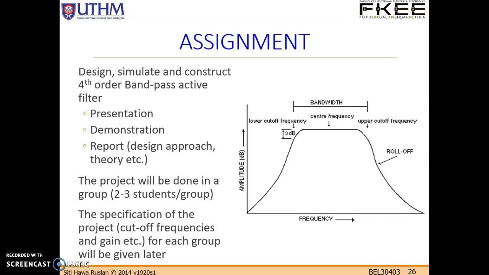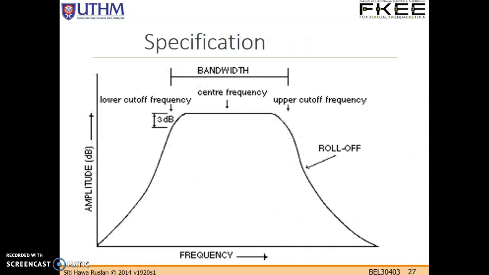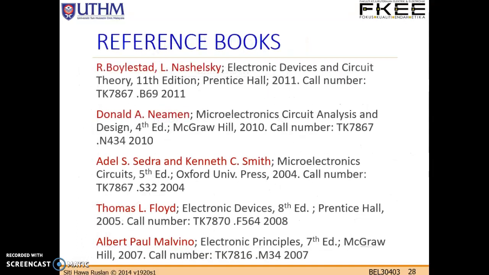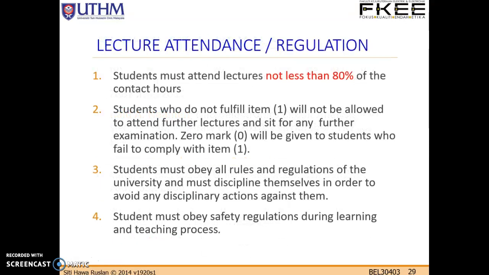So basically, this is the assignment of a 4th order band pass active filter. You should be able to get a graph, something like this. I will talk more on this later. Okay, this is the main reference book.